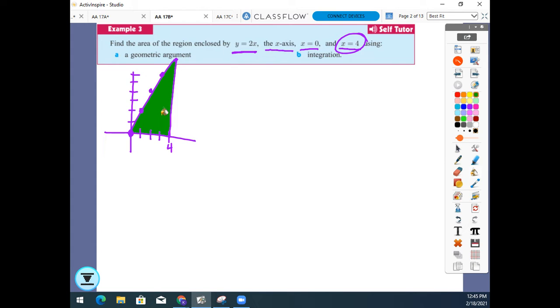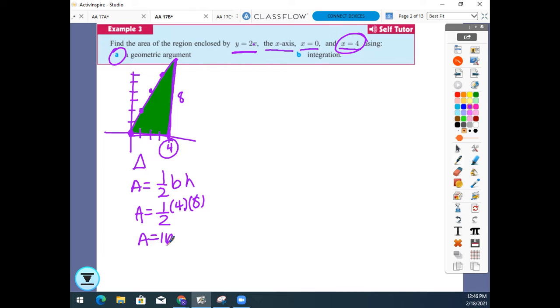Now, the shape of this, the geometric argument, this is just a triangle. What is the area of a triangle? 1/2 base times height. So my base is 4. My height, I'm just going to plug 4 into my equation. 2 times 4 is 8. That tells me my height is 8. So 4 times 8 is 32, half of 32 is 16.